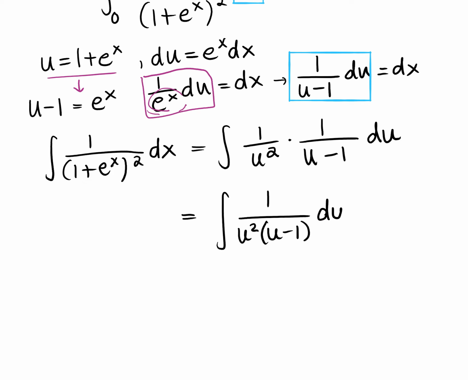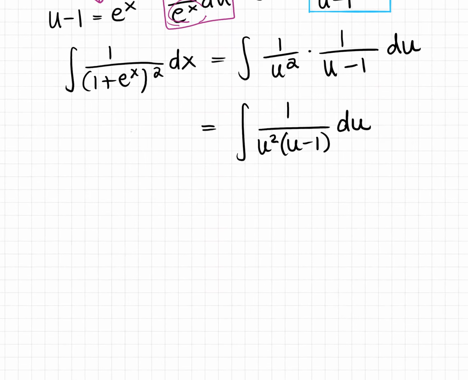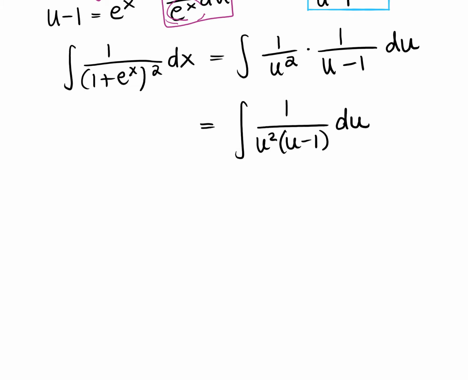This is begging for partial fraction decomposition. I have a factored polynomial in the denominator. I don't have something like u squared minus a squared or a squared minus u squared, so I can't do a trig substitution. So now I'm just going to focus on doing a partial fraction decomposition. So let's do that over here. I have 1 over u squared times u minus 1.